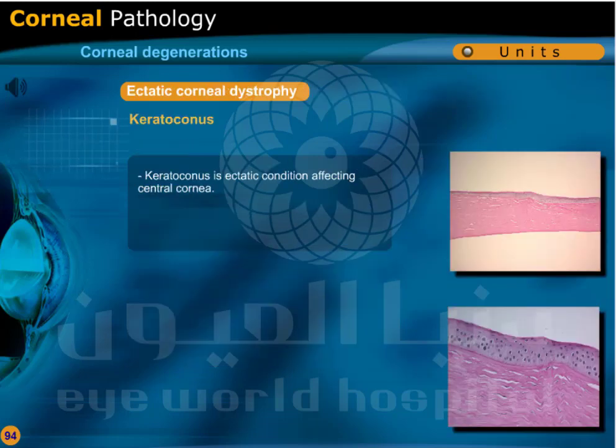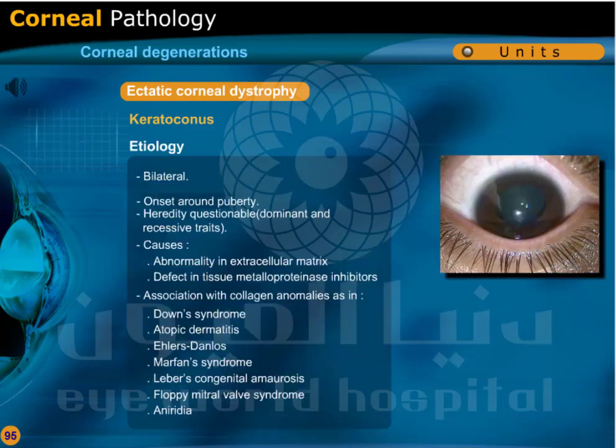Ectatic corneal dystrophy. Keratoconus. Keratoconus is ectatic condition affecting central cornea. Keratoconus is a bilateral condition whose onset is around puberty and is hereditary questionable, dominant and recessive traits. It is caused by abnormality in extracellular matrix and defect in tissue metalloproteinase inhibitors.